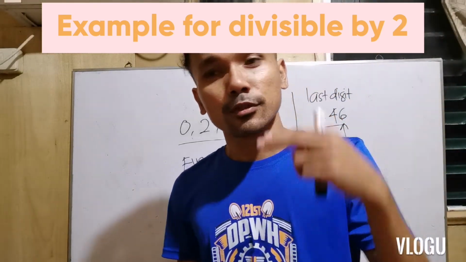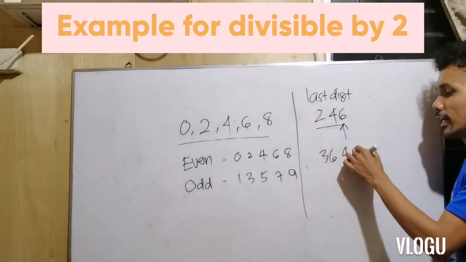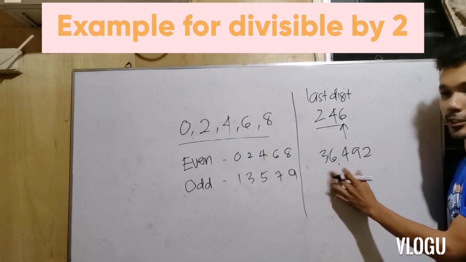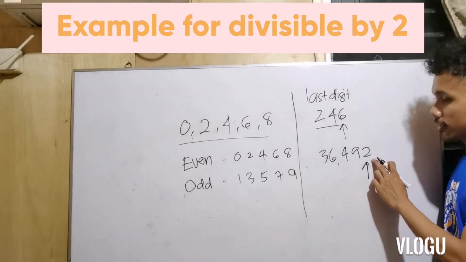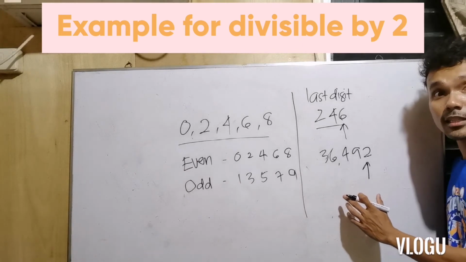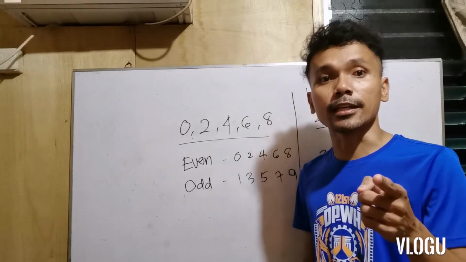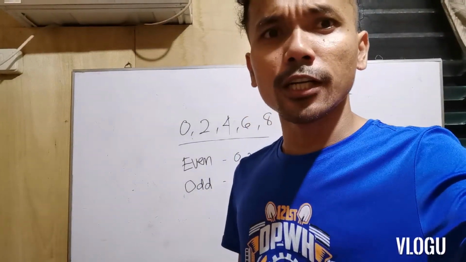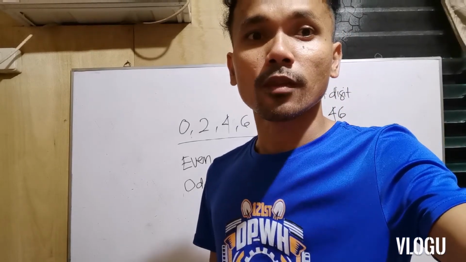Okay? So, another. 36,492. Again, the last digit is 2. It's even. And obviously, the number is even. So, therefore, this number is divisible by 2. Basta lahat ng number na even, yan ay divisible by 2. Mata-mata na lang. Alright? So, that is for numbers divisible by 2.